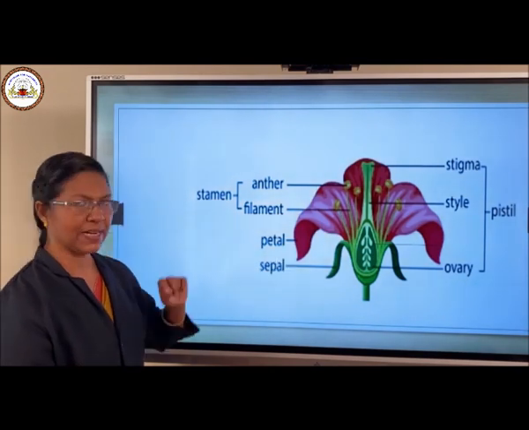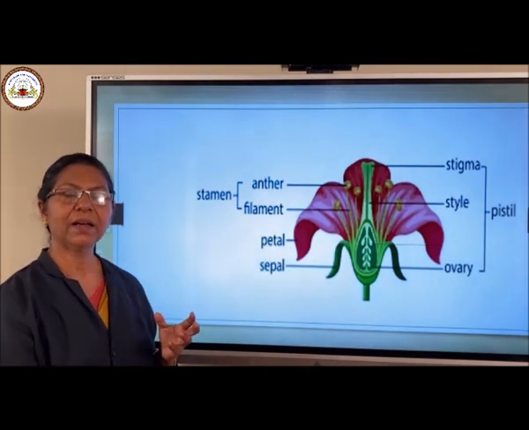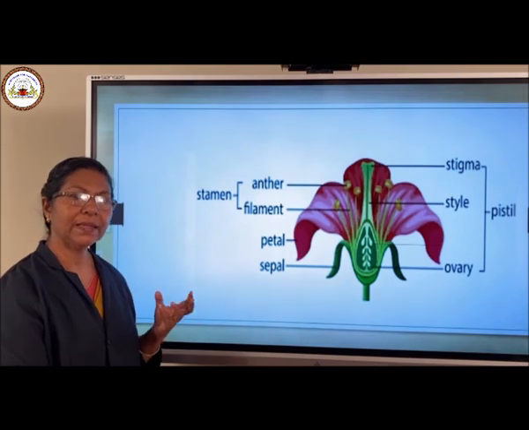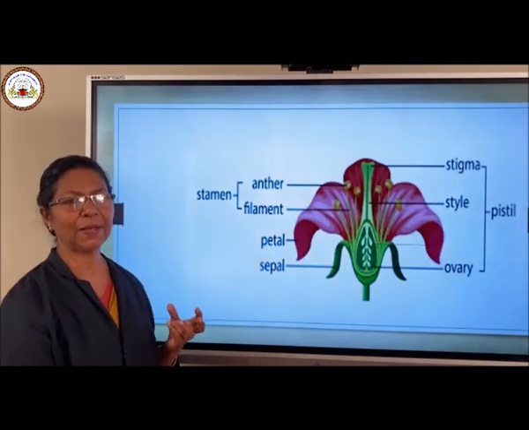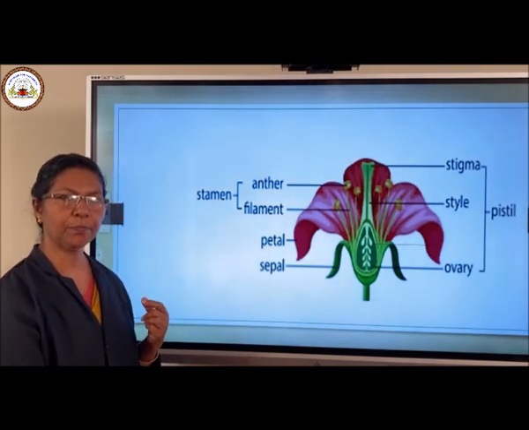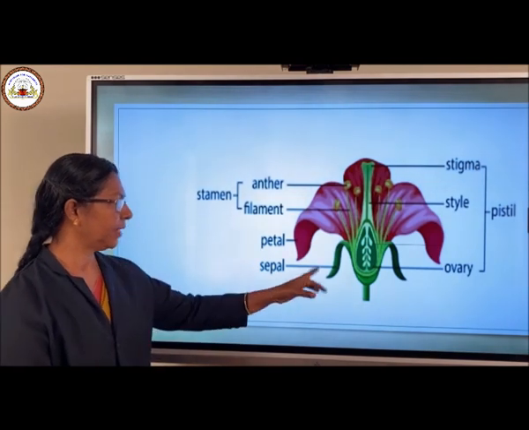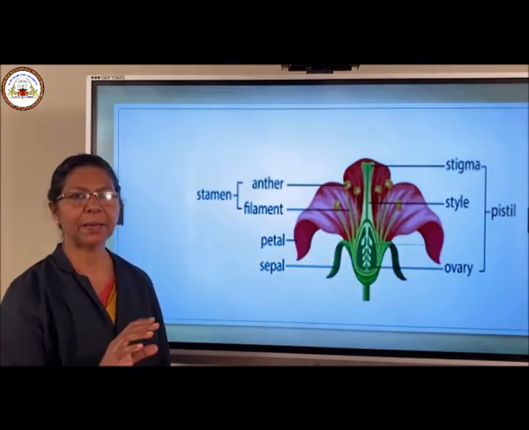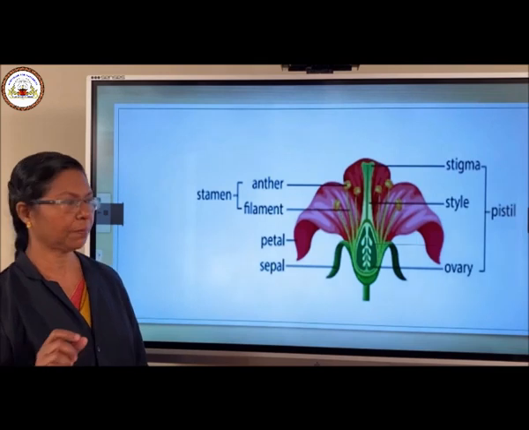Then these are all petals. The petals differ in colors. The color and the smell of petals attract insects for pollination. Then what is the function of sepal? Sepal protects the flower bud.